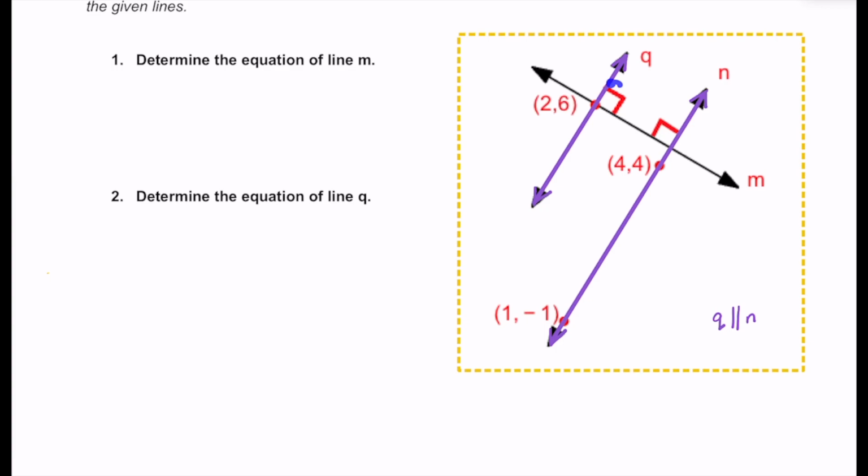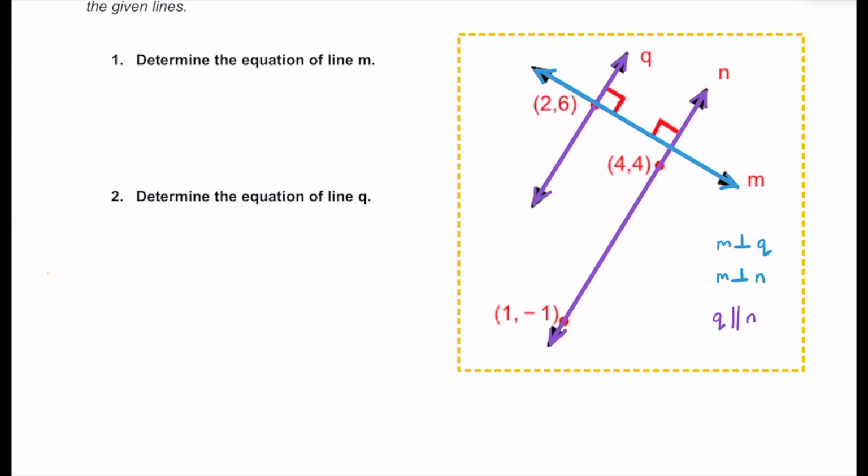That should hopefully make sense because these consecutive interior angles are supplementary, or add up to 180 degrees. On top of that, these two right angle symbols also let us know that line M here is going to be perpendicular to line Q, and that line M here is also going to be perpendicular to line N. Alright, now that we hopefully understand the picture a little bit more, let's see what the questions are asking.